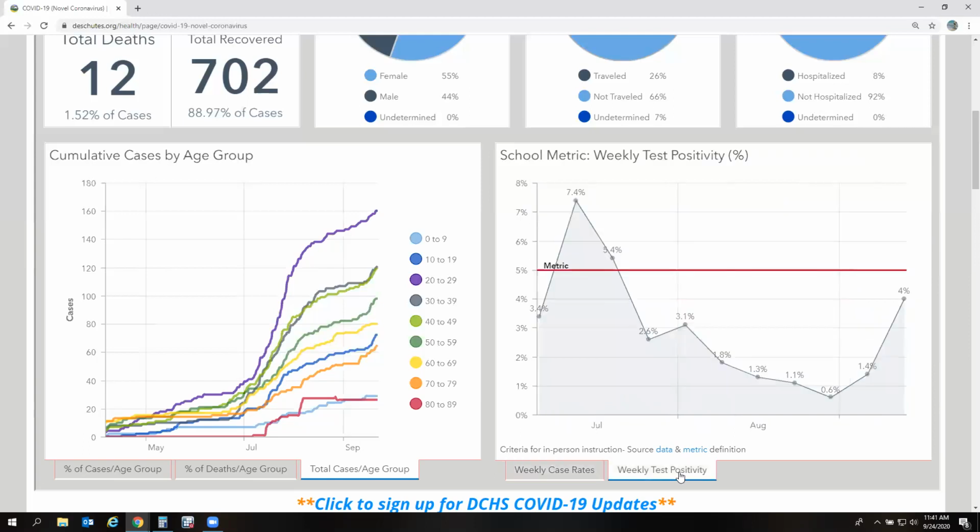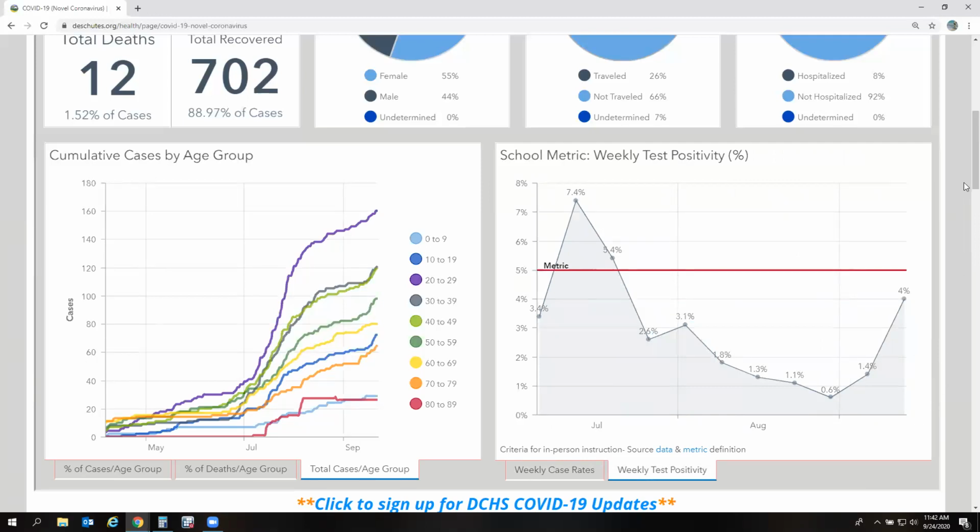And then weekly percent positivity is also here. So you can look over time. Again, we have the benchmark shown, so you can see how we're doing compared to that. And you can see our percent positivity every week. And again, you can hover and get the date and that value there. So that's kind of the overview of the dashboard.